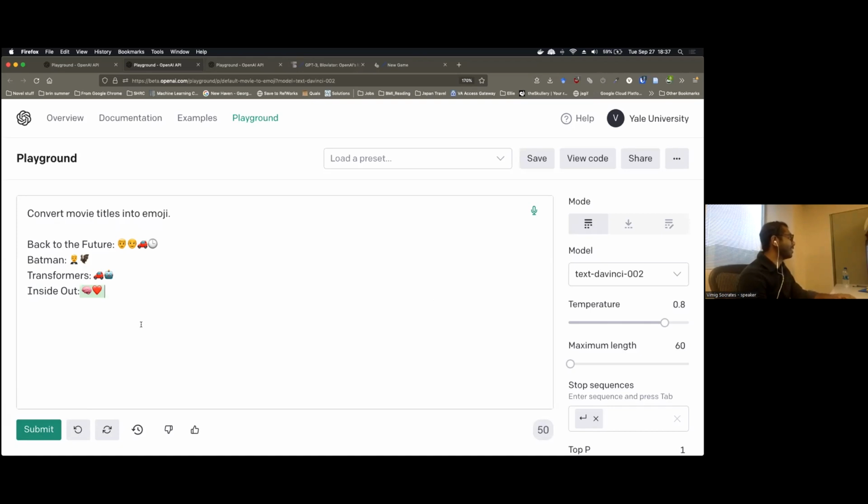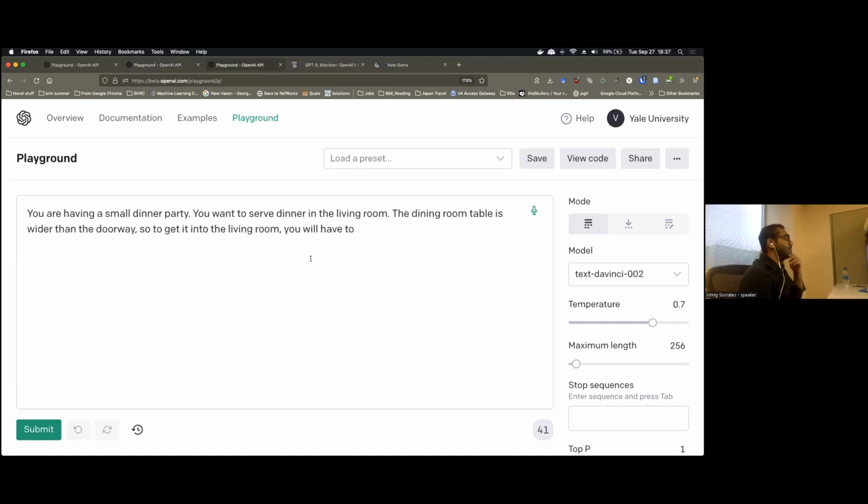All right. So, one more example for you all. In talking about what people are currently working on with these models, one of the things we've talked about a few times that the model doesn't really understand is things that happen in the real world. So for example, let's say you're having a small dinner party and you want to serve dinner in the living room. But the dining room table is wider than the doorway. So in order to get it into the living room, what will we have to do, right? So we can think about, oh, okay, maybe we'll have to take off the legs, or turn it on its side and move it in, something like that.